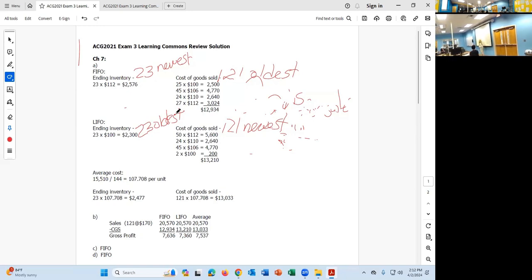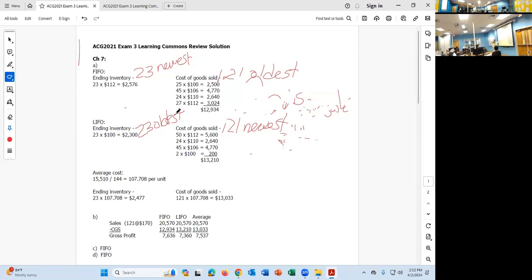So again, thinking about FIFO, the old stuff is what we sell. LIFO, we assume the new stuff is what we sell. So for the amount of units that we have, that should price. Yes. Between the two, okay. Exactly.